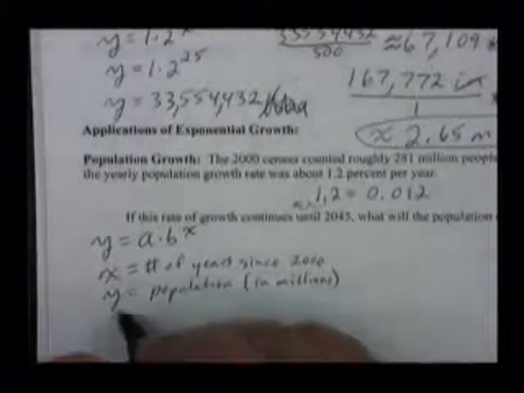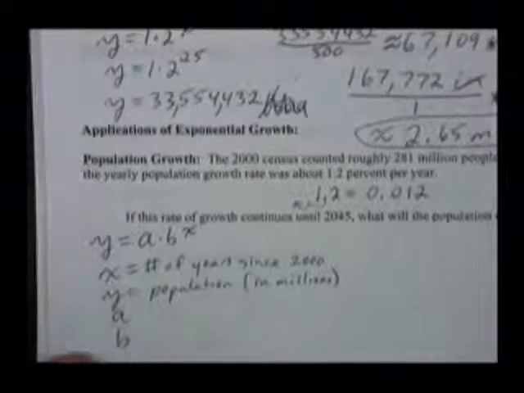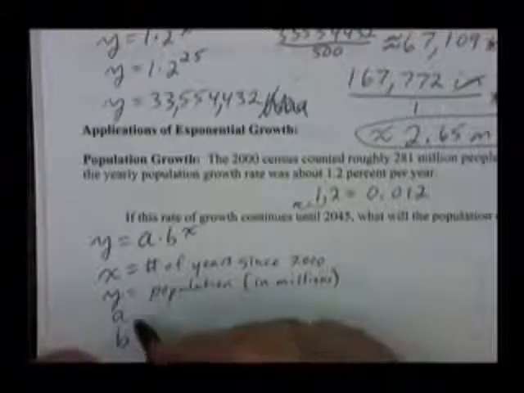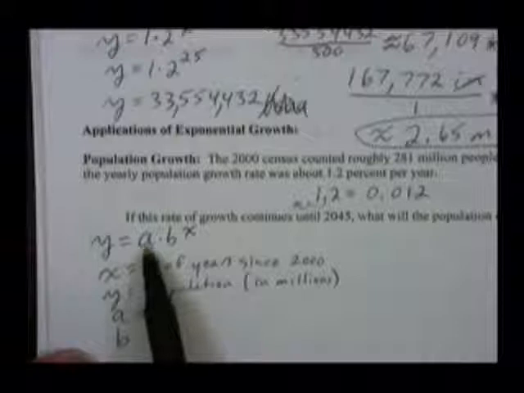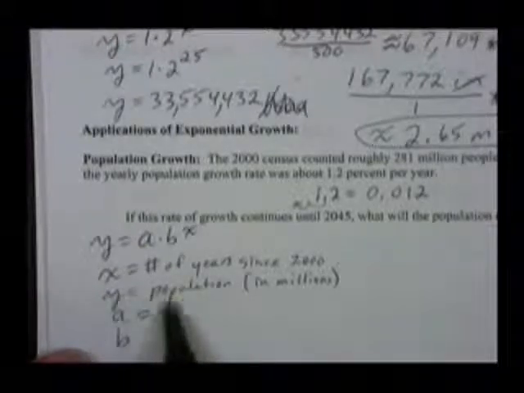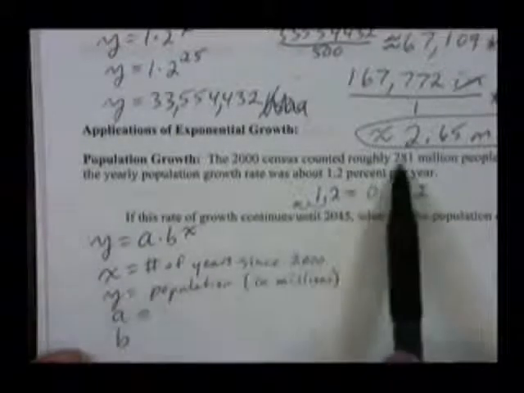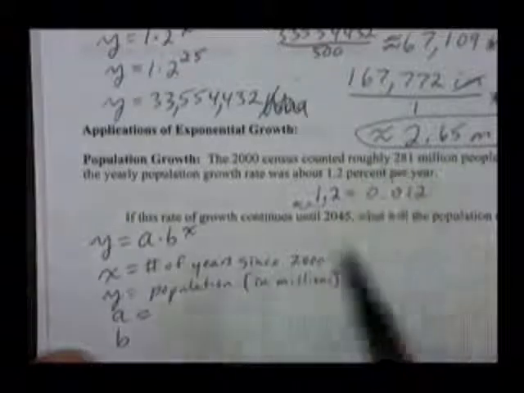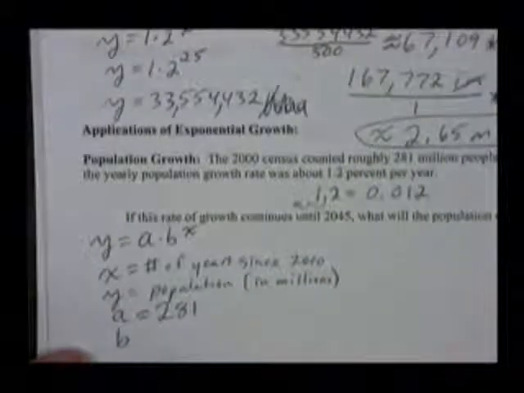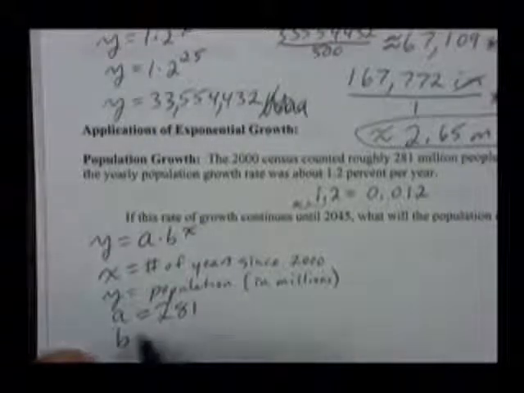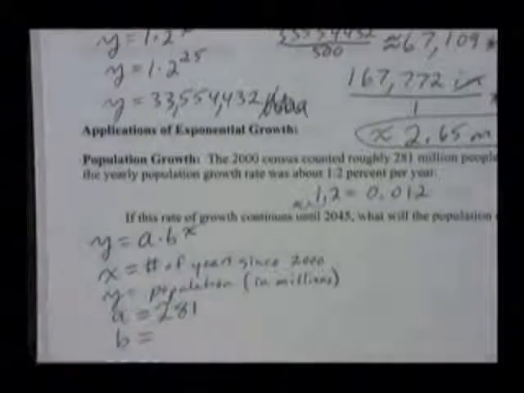All right, now we need the a and the b. We set up above that a is our initial amount, and it's our initial amount of population, since that's our y variable. So our initial amount of population back in 2000 was 281. I'm just going to write that as 281 since we're doing our population in millions. And now for our b, we need our growth rate.